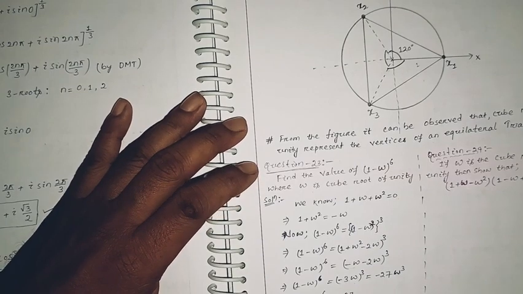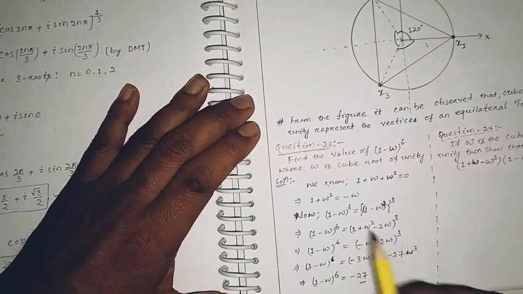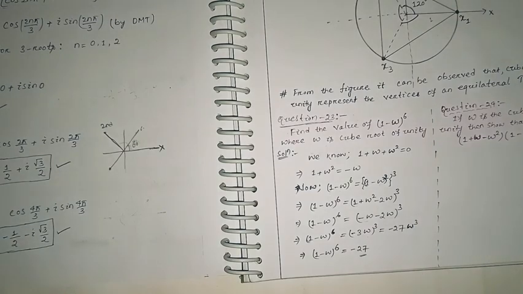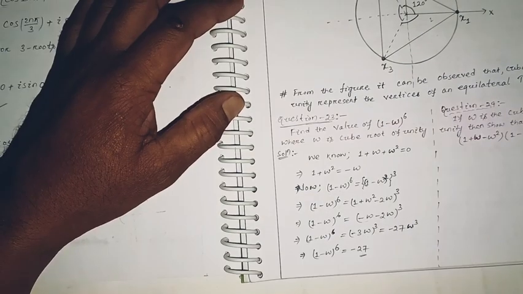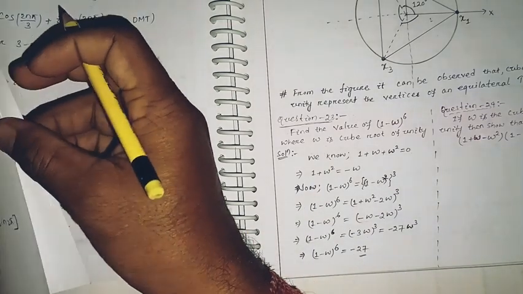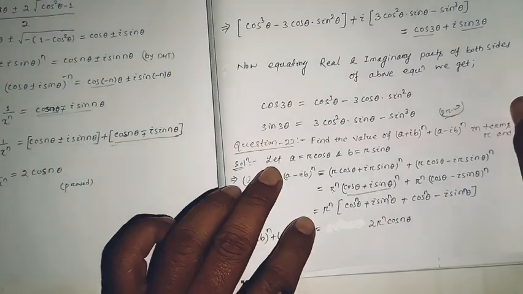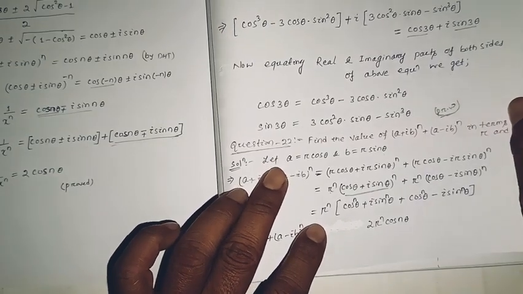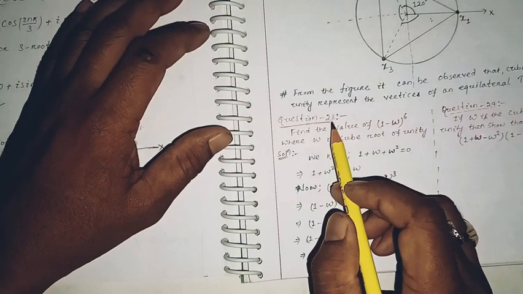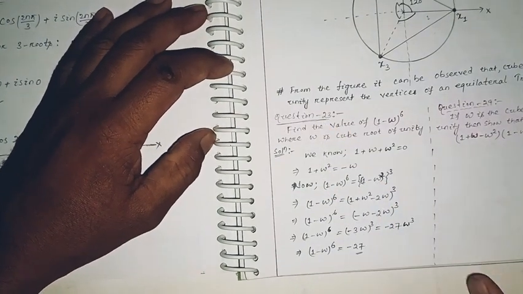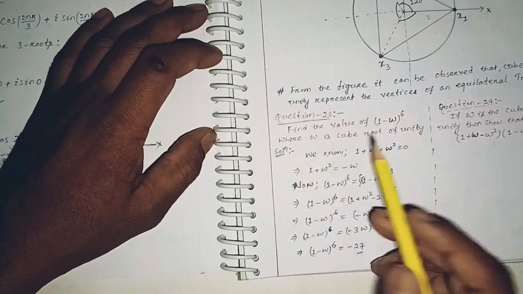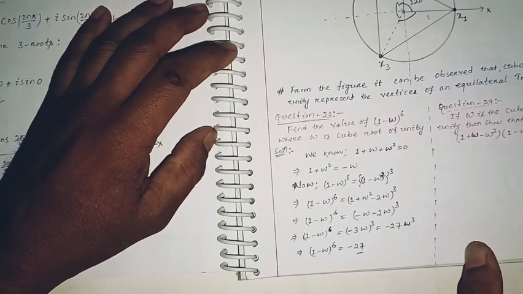Now we are going to go for two questions based upon these cube roots of unity. The question number 23. In our last class we discussed up to question number 22, so hence it is the 23rd. The question is, find out the value of 1 minus omega to the power 6, where omega is the cube root of unity.